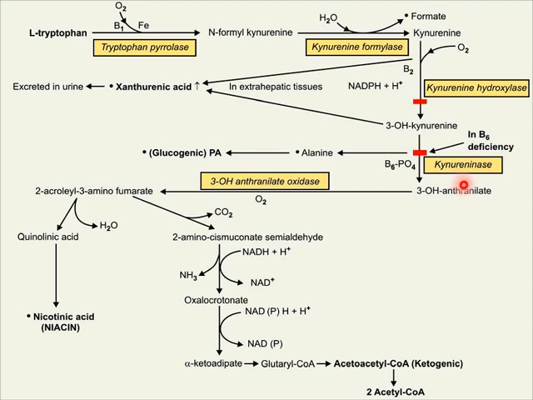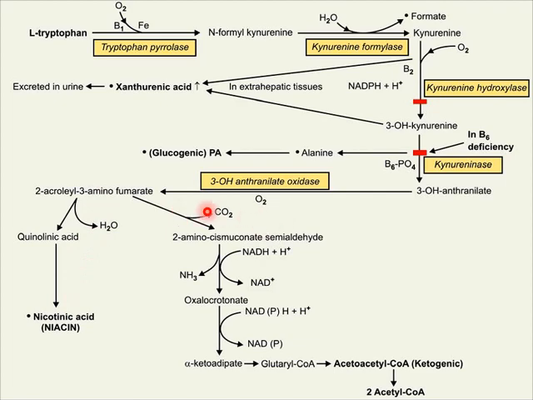Now, this 3-hydroxyanthranilic acid takes an alternate pathway and it forms niacin, and quinolinic acid is an intermediate of this pathway. That is one way of metabolism of 3-hydroxyanthranilic acid. This niacin gets converted into, depending upon requirement, NAD plus and NADP plus.